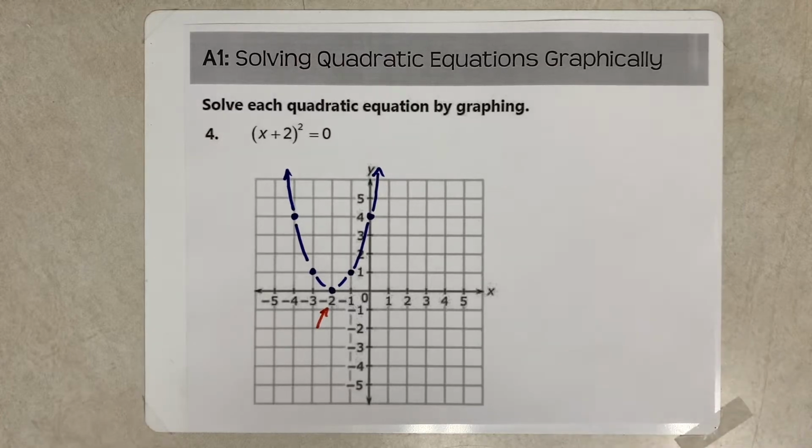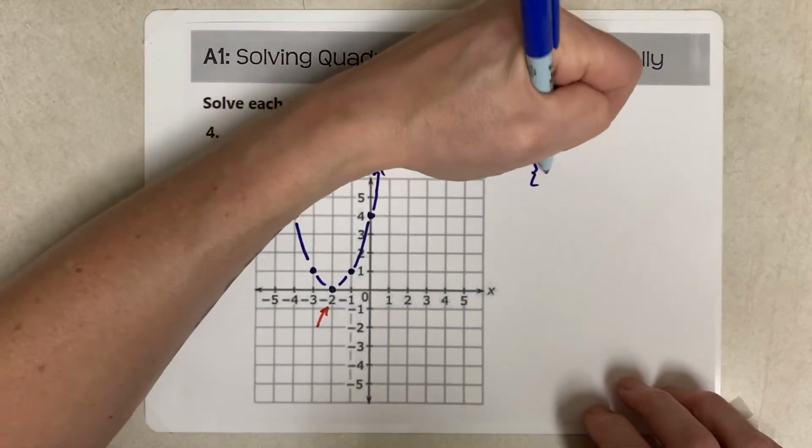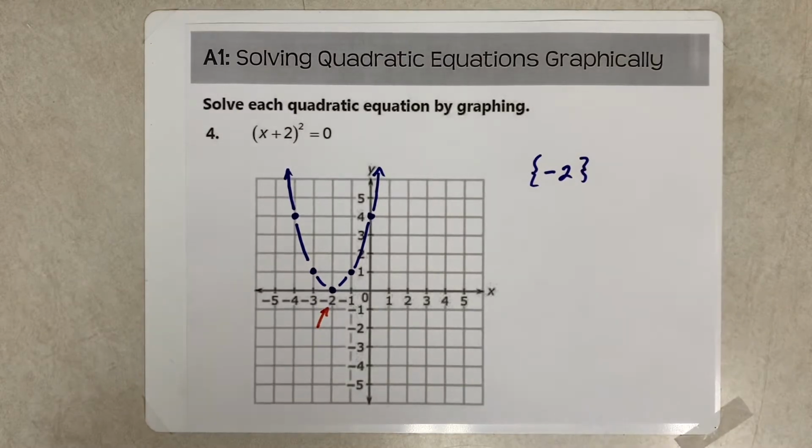Really what they call that is a double root. There's really 2 of them, and they're both negative 2. But when we report our answer, we just report the single value of negative 2, and that's it. Normally you have 2 answers, but if they're the same number twice, then you just report one of them.